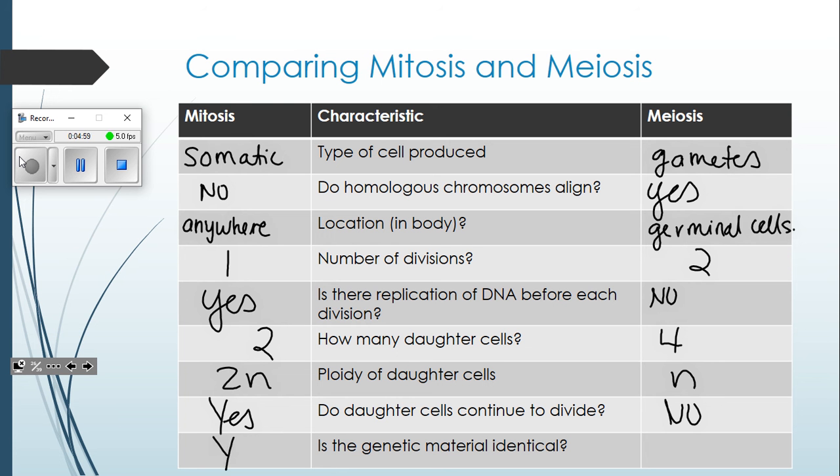Is the genetic material identical? Yes and no. Yes, in mitosis, it should be, because all we did was make copies and then split them apart. But in meiosis, please remember, there were several ways that the DNA was different. First of all, we don't have the same number of chromosomes anymore. We split everything in half. We also talked about crossing over, independent assortment, and in the rare case, non-disjunction. There are lots of things that could happen in meiosis to cause the genetic material to not be identical.